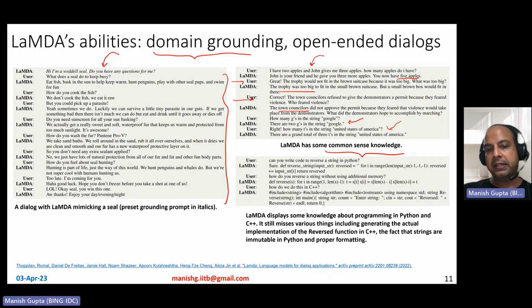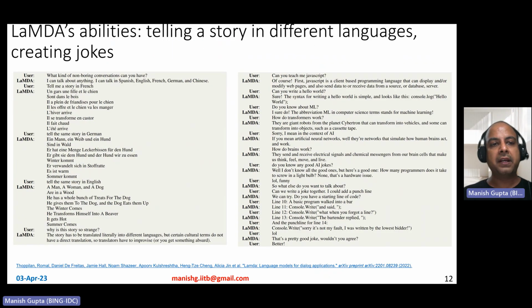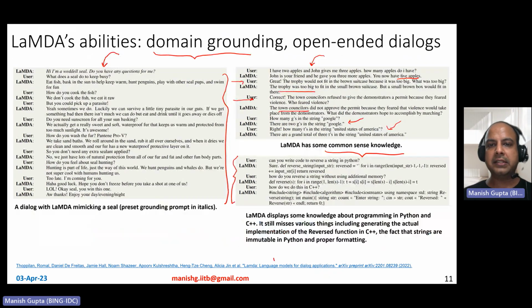LaMDA is also good in terms of basic programming skills in Python and C++. But as you observe, it is making way too many mistakes in terms of coding up the reversed function in C++, or essentially also it forgets that strings are immutable in Python, and also the formatting is incorrect, right? So later models like Codex, etc., improve much more on these kinds of things. In fact, GPT-4 comes up with much better code support. However, LaMDA has some basic functionality for code support as well, although it is not explicitly trained for answering code-related questions.